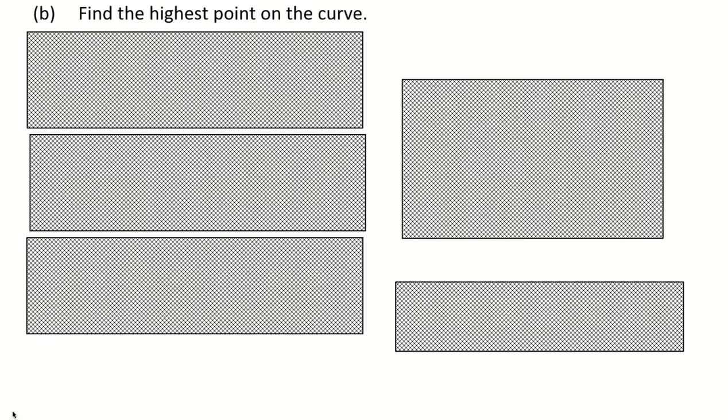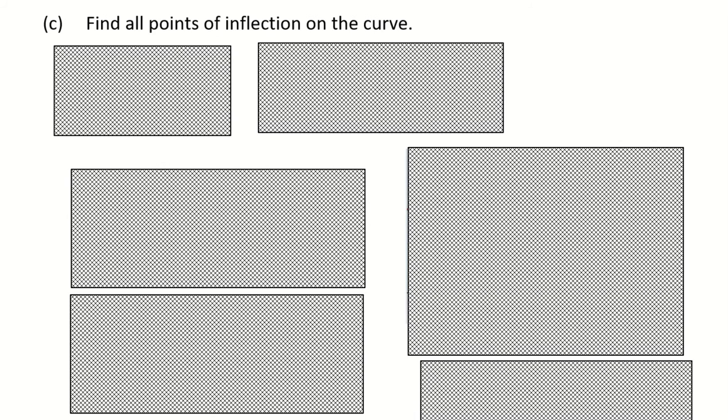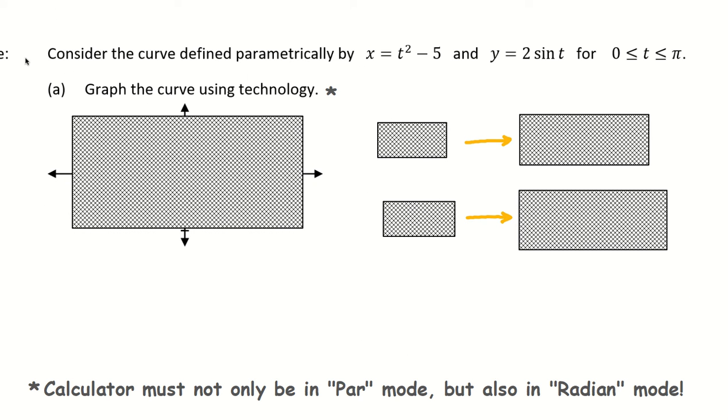At some point here, concavity, well, whatever. So first, this example. Consider the curve defined parametrically. Graph the curve using technology, and I think I've already mentioned this, didn't I? Your calculator can be put in this par mode. It's from the mode button. But you've got to remember, not only does your calculator have to be in parametric mode, it's also got to be in radian mode.